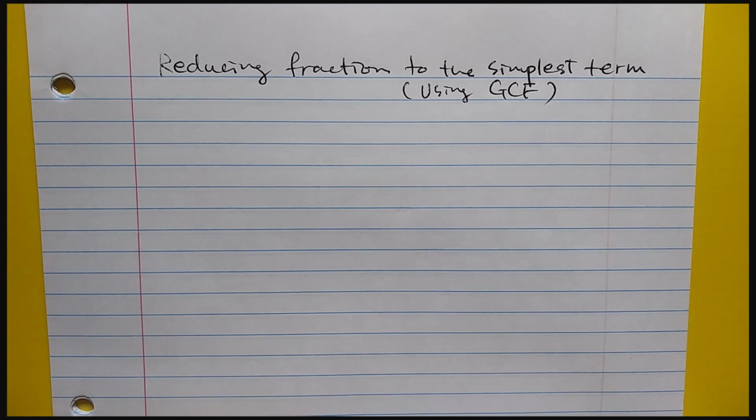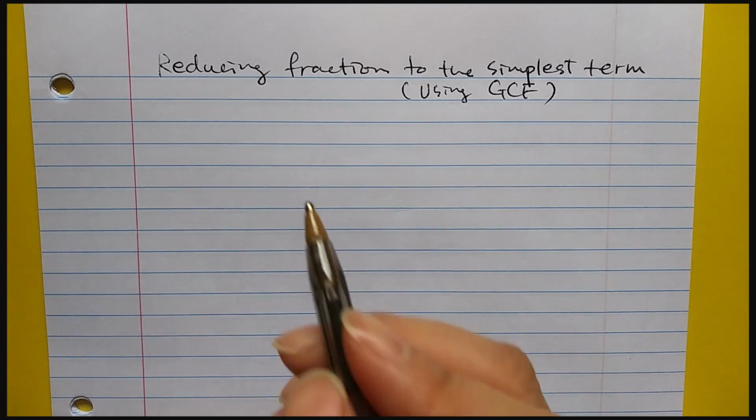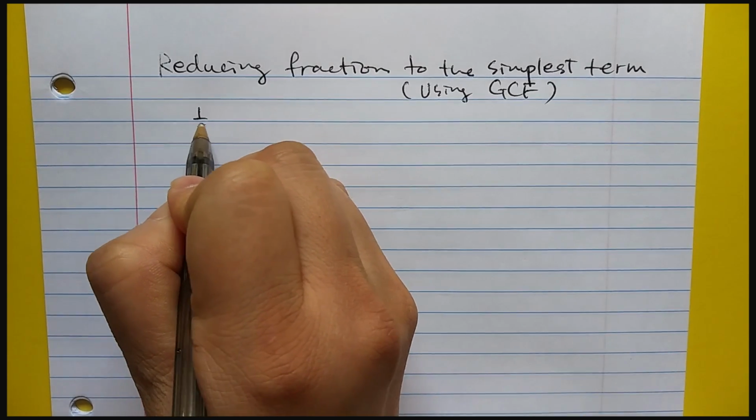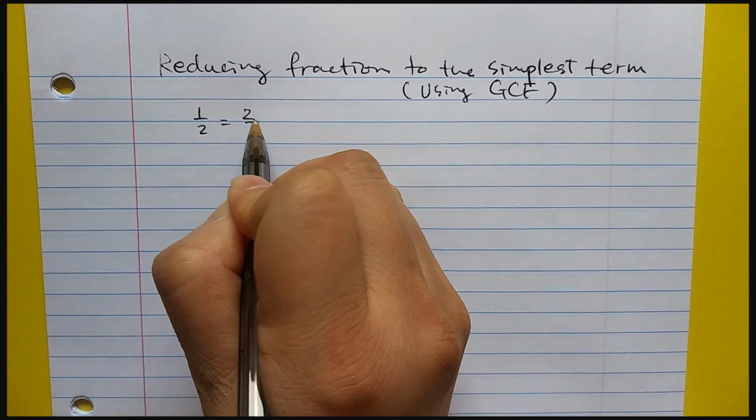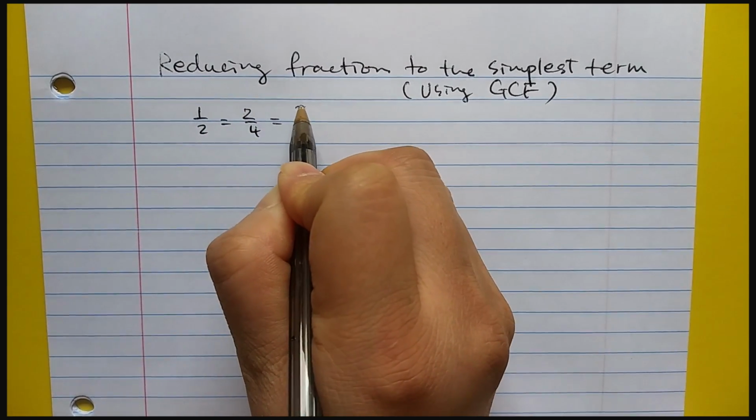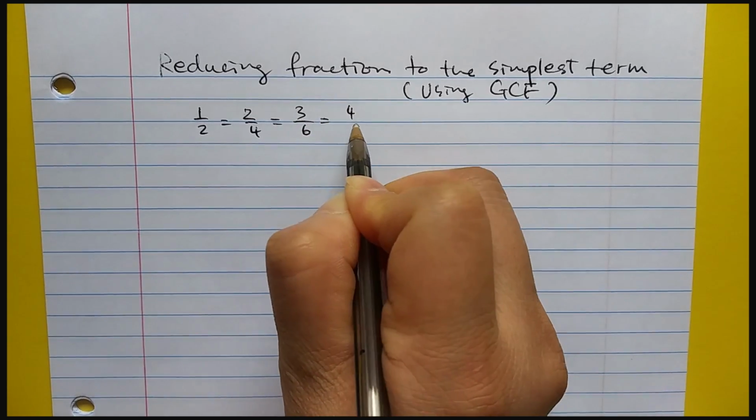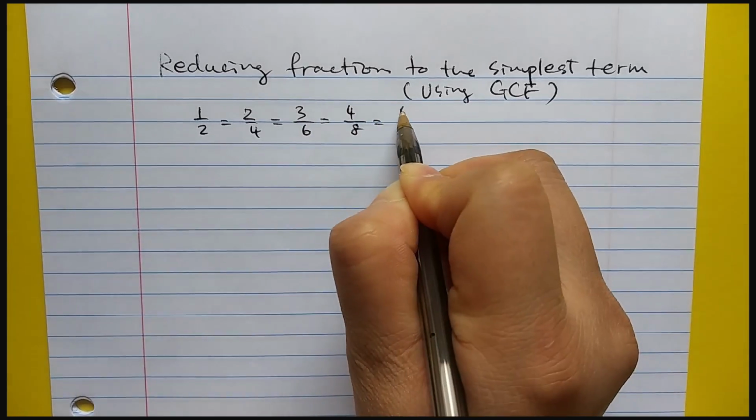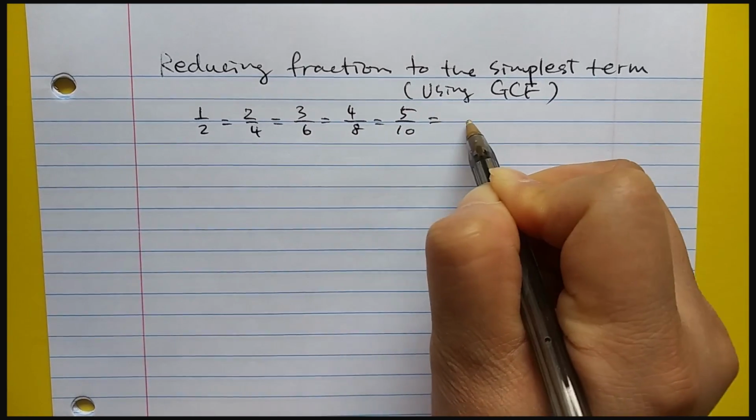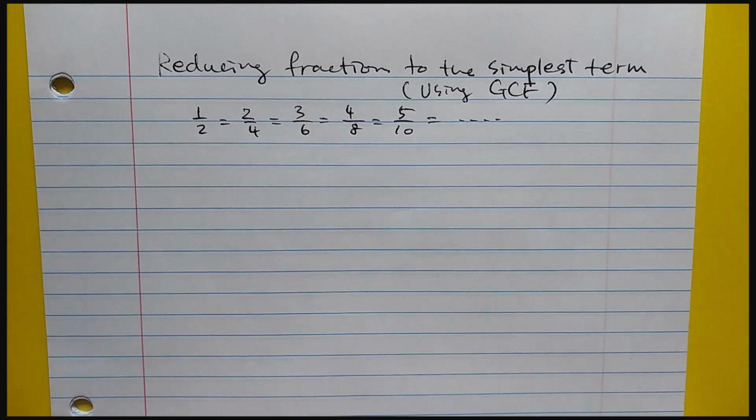Let's talk about reducing fractions. Remember we talked about equivalent fractions? For example, 1/2 is equal to 2/4, which is also equal to 3/6, 4/8, 5/10, and so on.